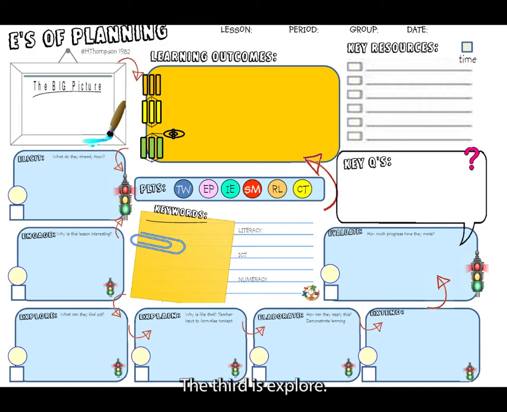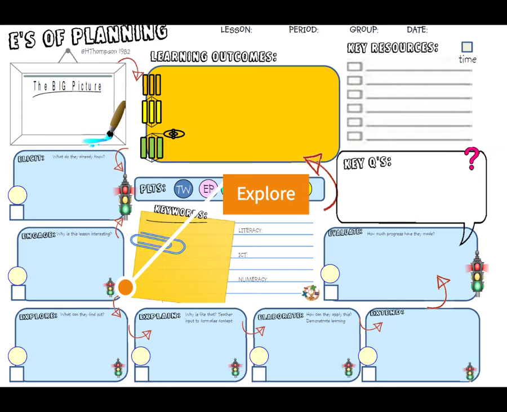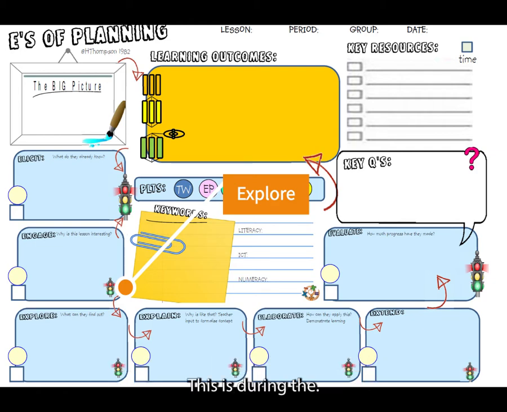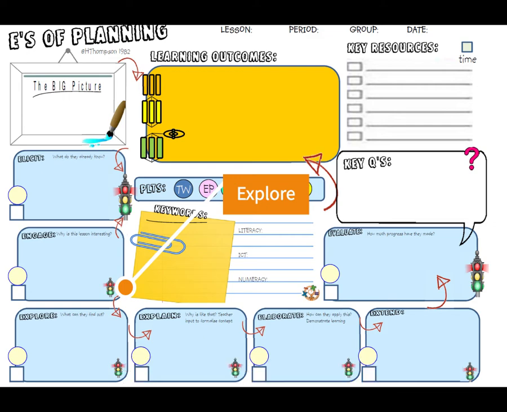So we have elicit, engage. The third E is explore. During the explore stage, students will be given opportunities to work together following the initial teacher input to solve problems, to work together. This is during the consolidation stage. You set up a task, and they try to work it out together in a controlled environment.